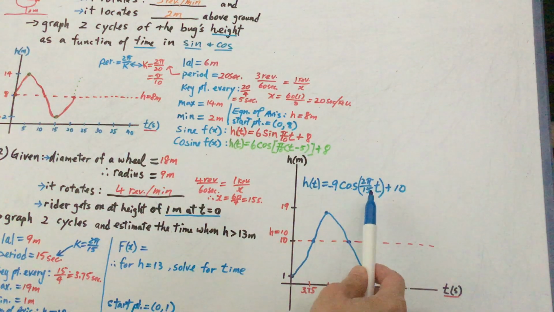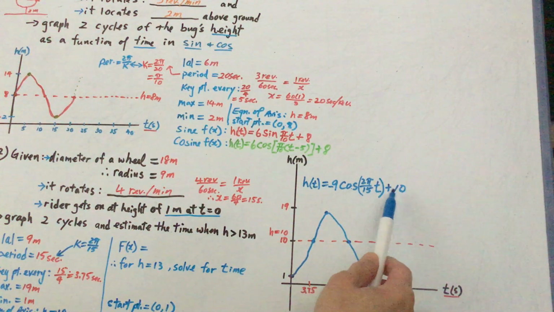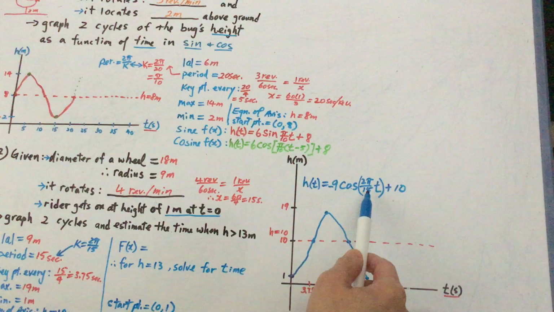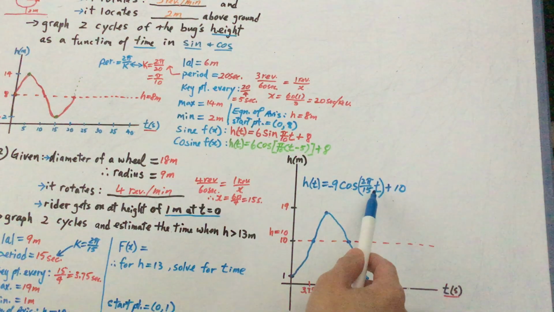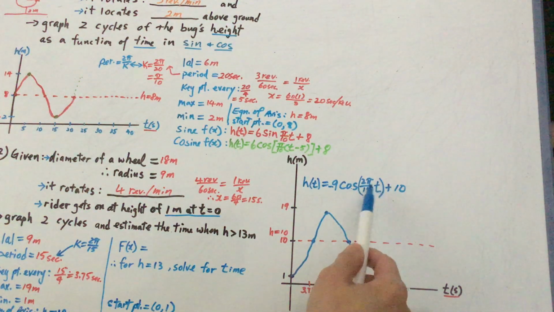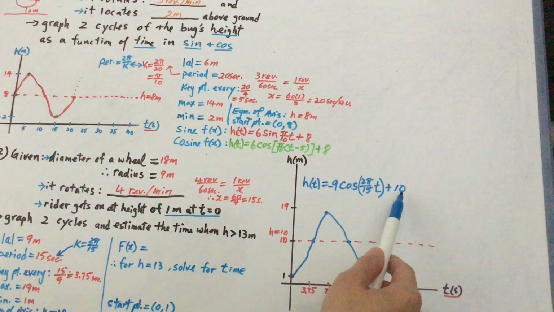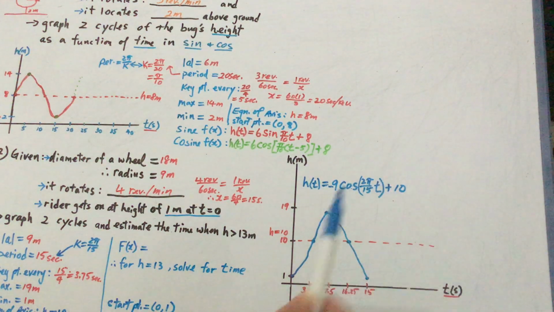As long as you don't get mixed up that the 10 is not part of the angle. The angle is always the 2 pi over 15t, or if you have a phase shift, then all of this will be part of the angle, but the c value, the equation of axis, is always outside.